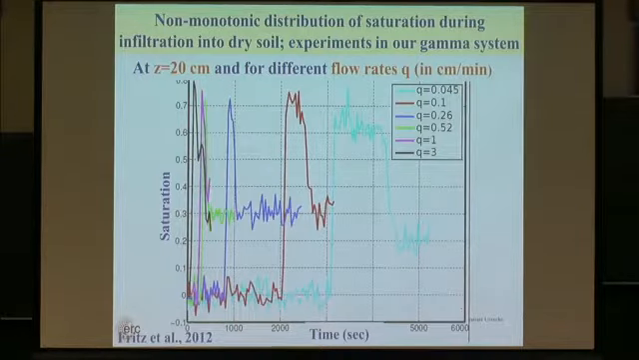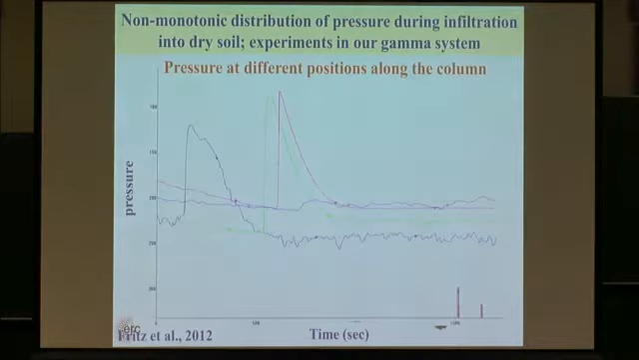The saturation is 0 in this particular place. And then the front comes, saturation goes up, and then goes back to some background value that is to come. It's always non-monotonic, unless the flow rate is really small or the initial saturation is high. It only happens if you have a dry soil to start with. Now, how do you model this then? You cannot model it with the equations I showed you. And the pressure also is non-monotonic.